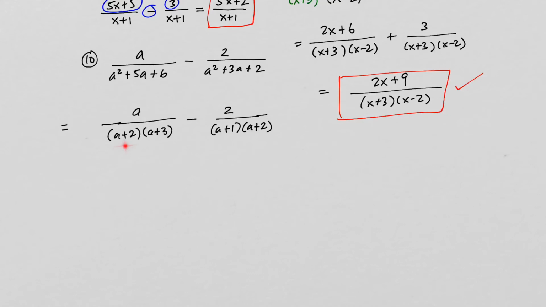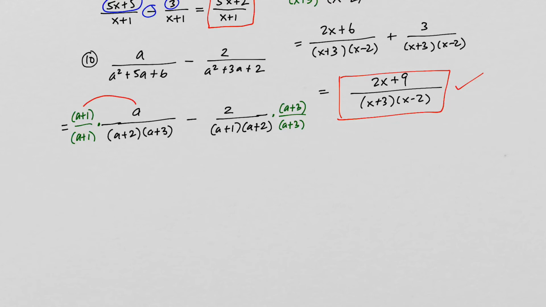So the denominators, again, are clearly different, but they do have a plus 2 in common. So we only need to multiply each of the denominators by what it is missing compared to the other denominator. So this denominator is missing the factor a plus 1. So I need to multiply this fraction by a plus 1, top and bottom. And this fraction here is missing the factor a plus 3. So we need to multiply by a plus 3, top and bottom.